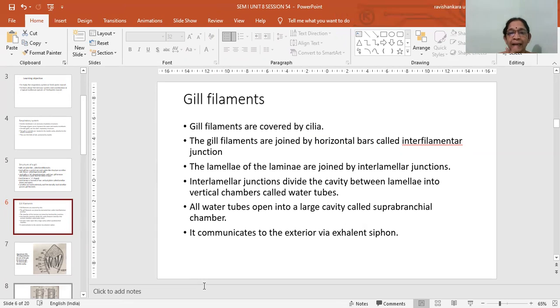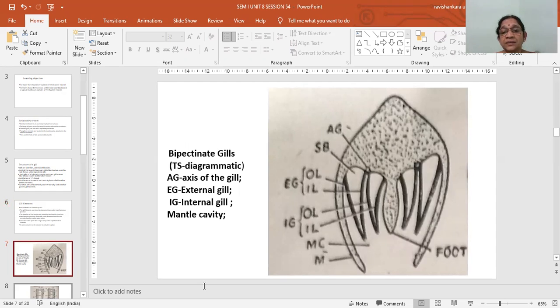If we cut open the lamellae, in the junction we find vertical tubes or chambers which are known as water tubes. All the water tubes open into a large cavity above the visceral mass, making the suprabranchial chamber. There is a communication from the chamber to the exterior, which is known as the exhalant siphon. The inhalant siphon takes the water inside. The exhalant siphon sends the current of water outside.